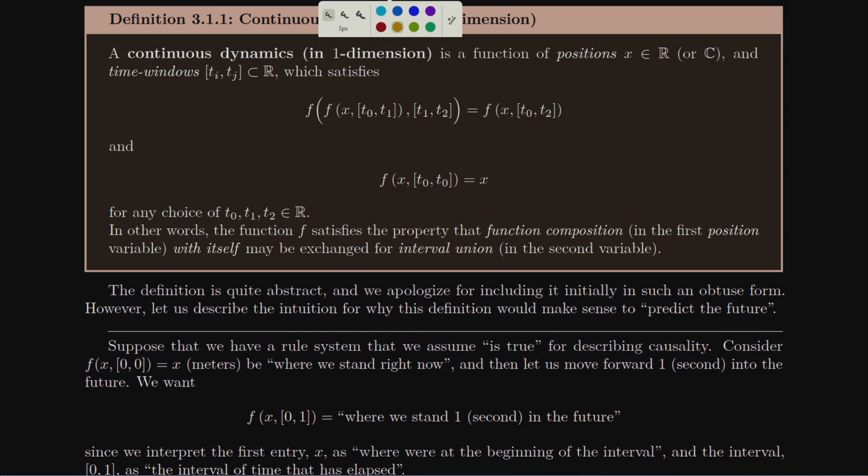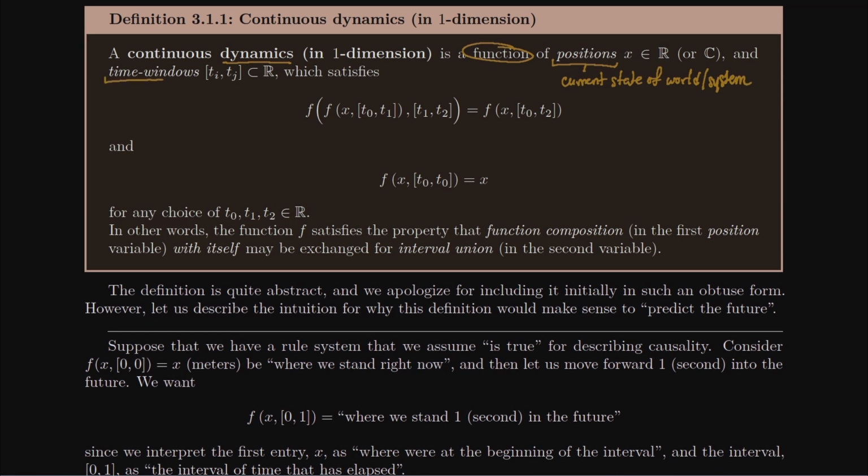What we have when we're talking about dynamics is a function. And this function is going to do two things, right? It's going to interact with a position, which is the current state of the world or system. And it's going to interact with time windows, and this is going to be a window into the future. This function needs to interact with positions, which are the current state, as well as time windows, which are some forward amount of time we're going to travel into the future.